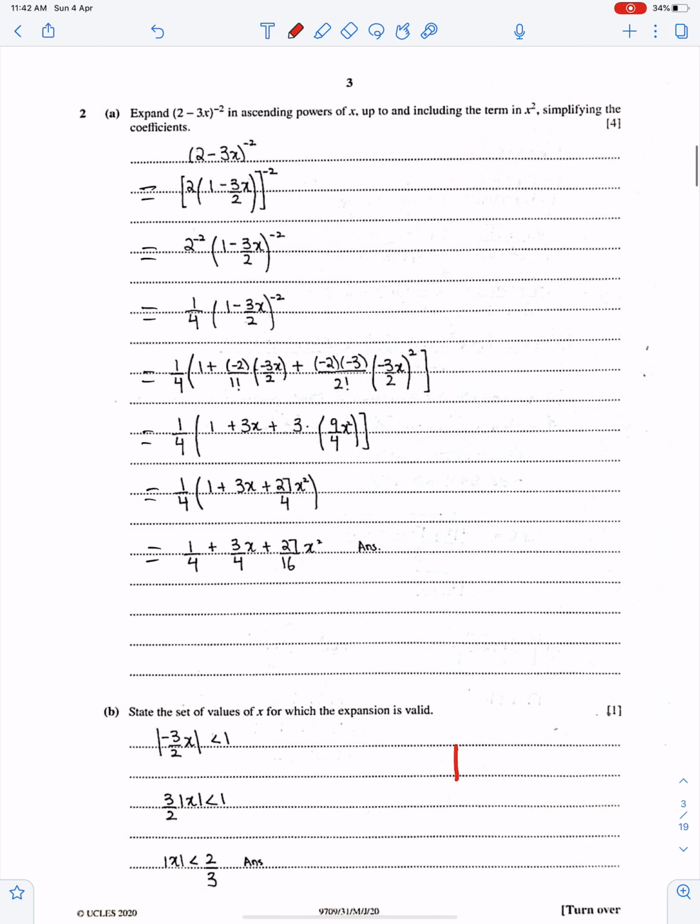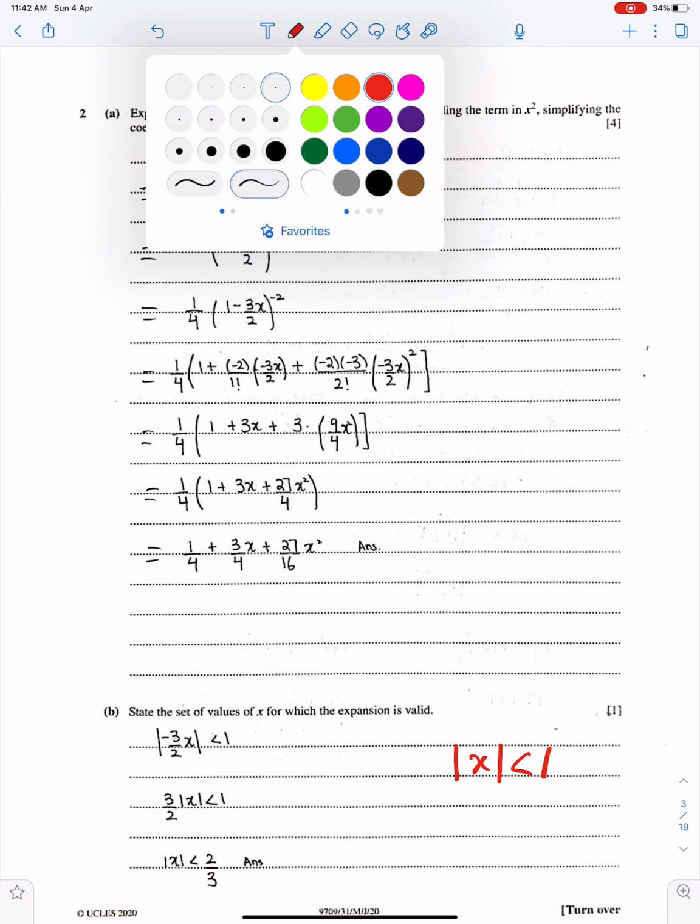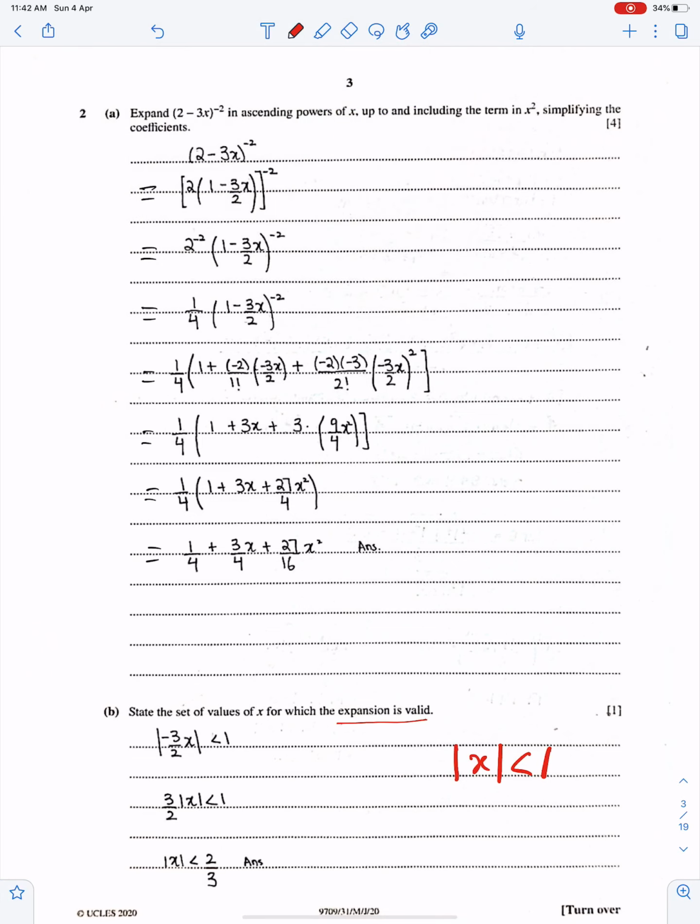For which the expansion is always valid, find the set of values of x for which the expansion is valid. Always use this rule: modulus x is less than 1. Always write the second term here. The second term is this. Replace this x by this second term, and then solve this inequality for modulus x.